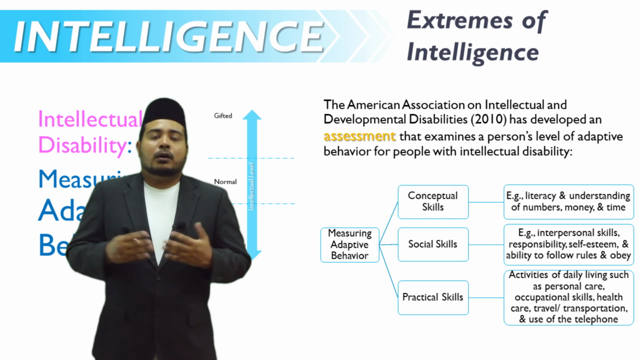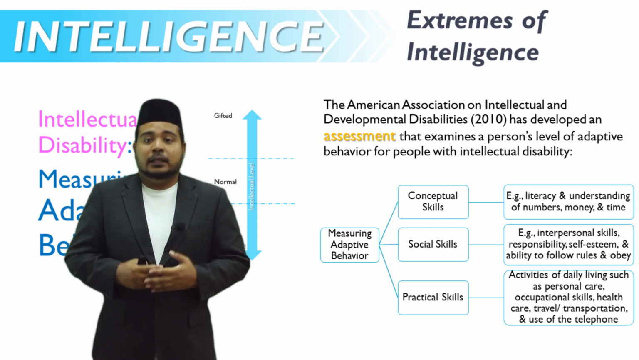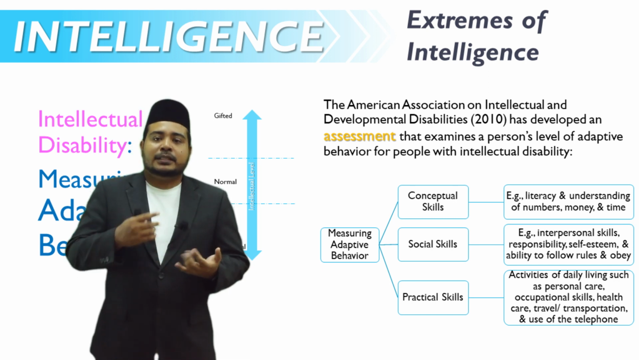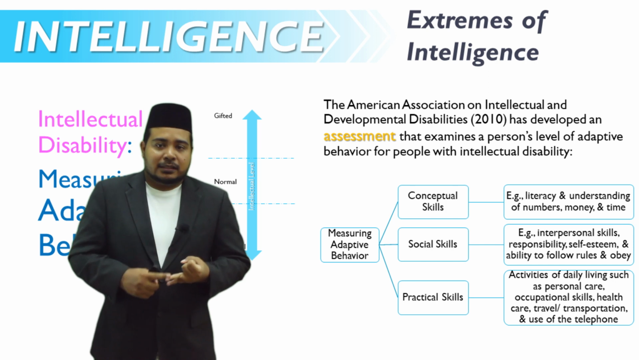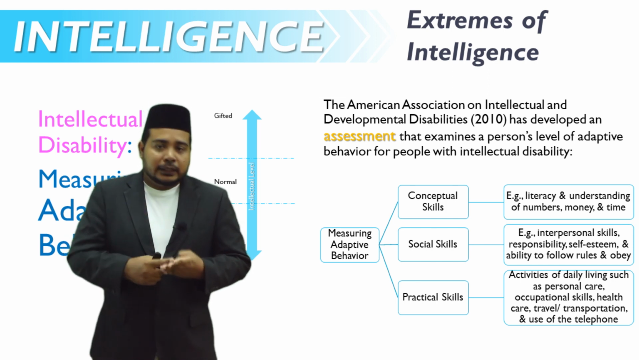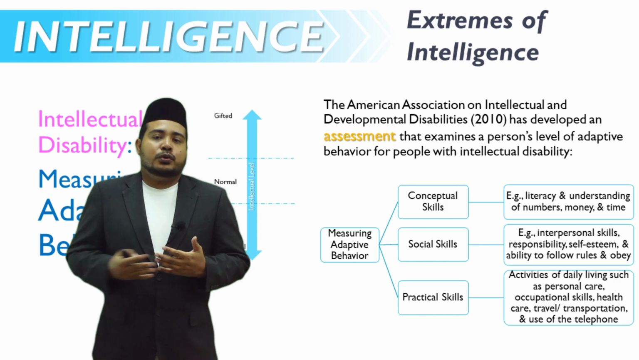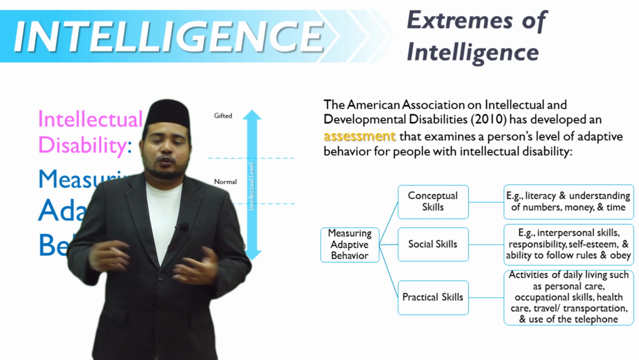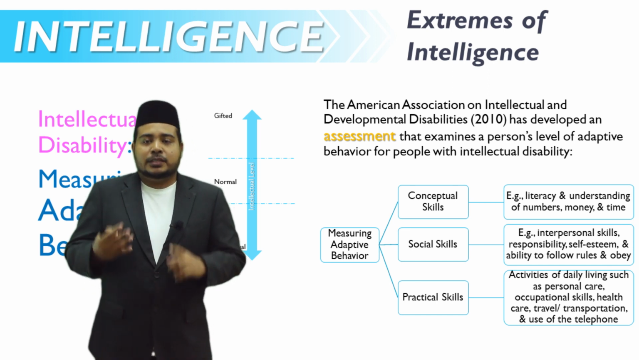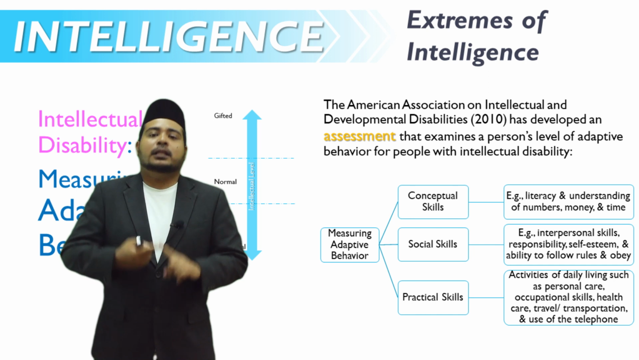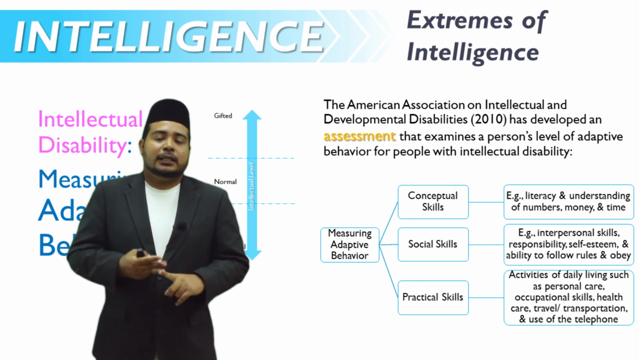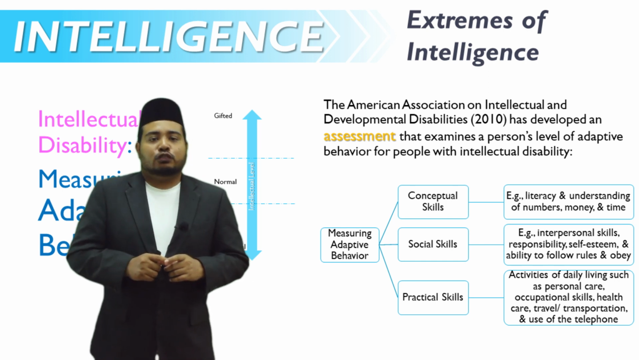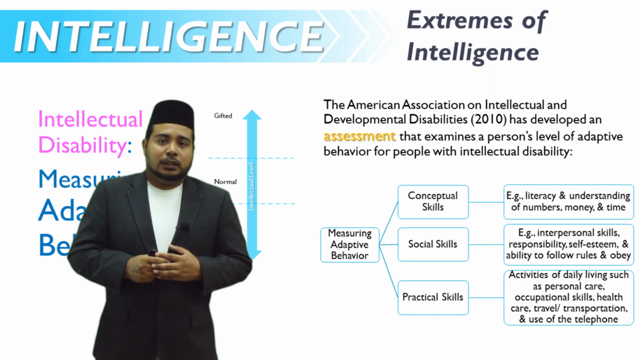And lastly, we also assess their practical skills. Okay, for example, activities of daily living, such as personal care, occupational skills, health care, traveling and transportation, and use of communication devices, okay, such as telephones, internet, computer, and so on. So these three basic components, conceptual skill, social skill, and practical skill, we use to test the adaptability or adaptive behavior of people who have intellectual disability.